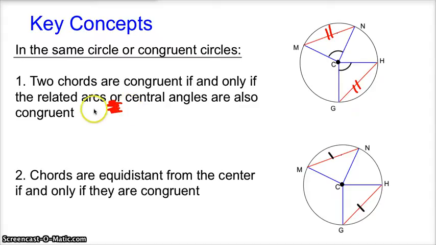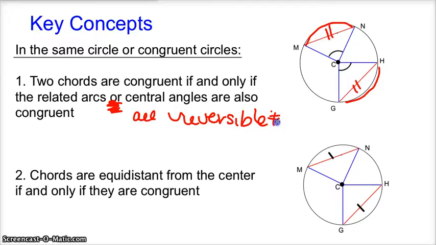It says or if the related arcs are congruent. In the previous diagram, I gave you 90 degrees here, or any other congruent degree. If the arcs are congruent, then the chords are congruent. And it's also reversible. If those chords are congruent, then either the arcs or the central angles are congruent. So this is all reversible. It can come in either order, which is the idea of if and only if.